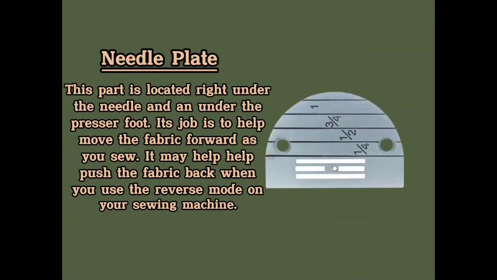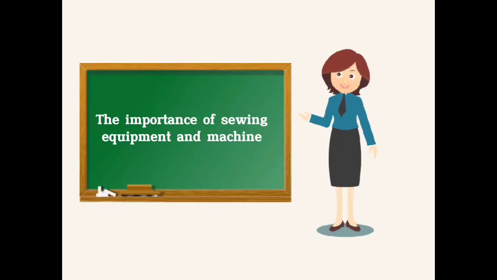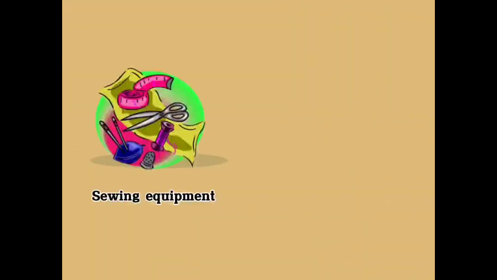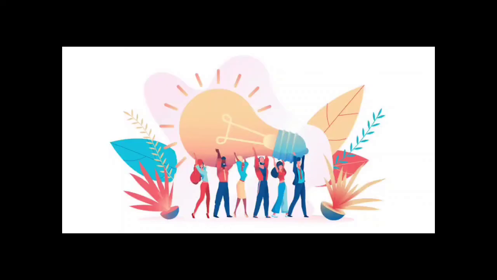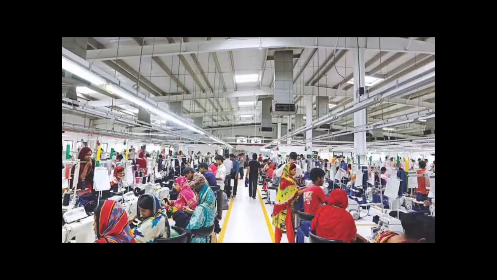Number 19. Needle plate. This part is located right under the needle and the presser foot. Its job is to help move the fabric forward as you sew it. It may help you push the fabric back when you use the reverse mode on your sewing machine. The importance of sewing equipment and machine. The sewing equipment and machine is one of the most important innovations in the garment industry.